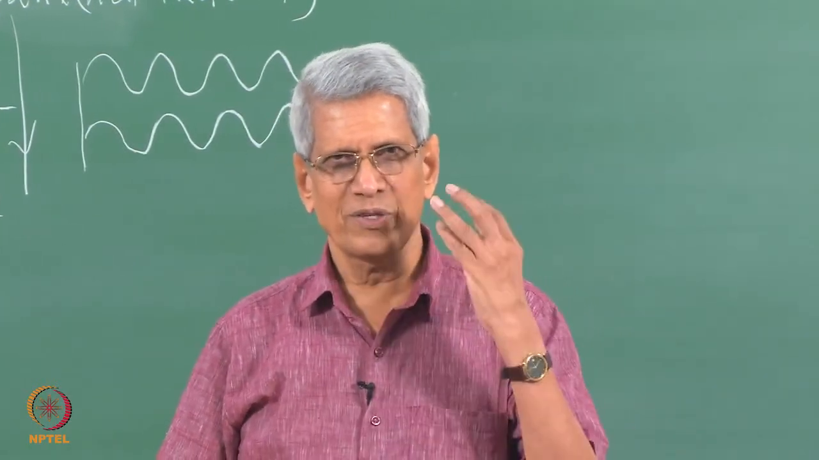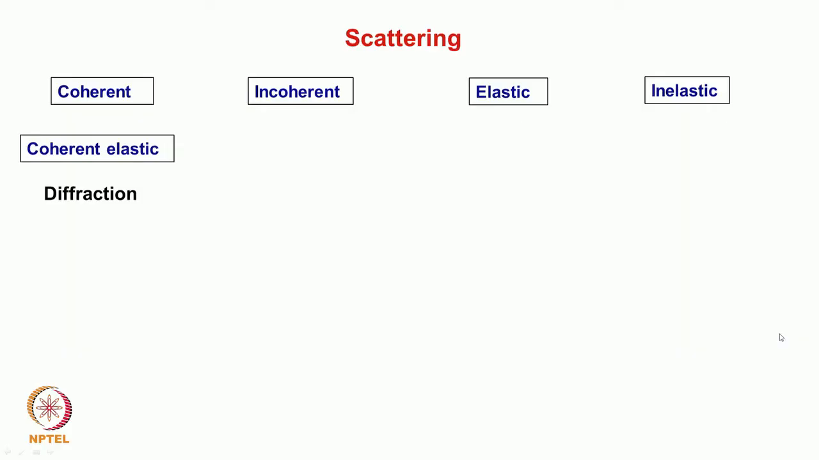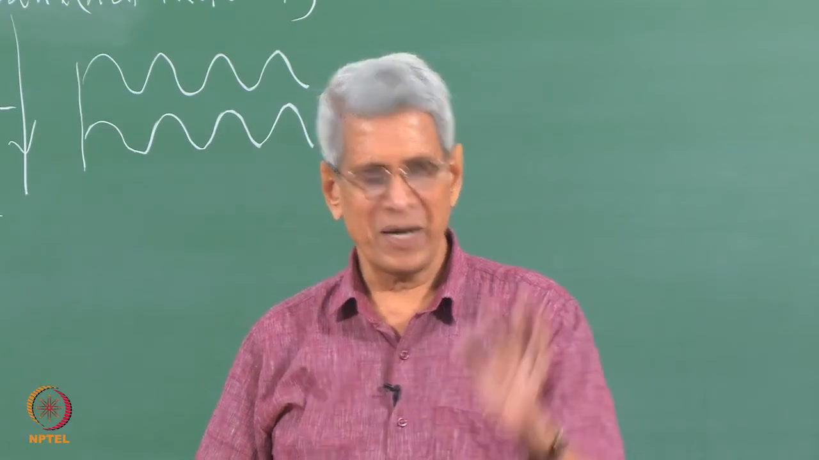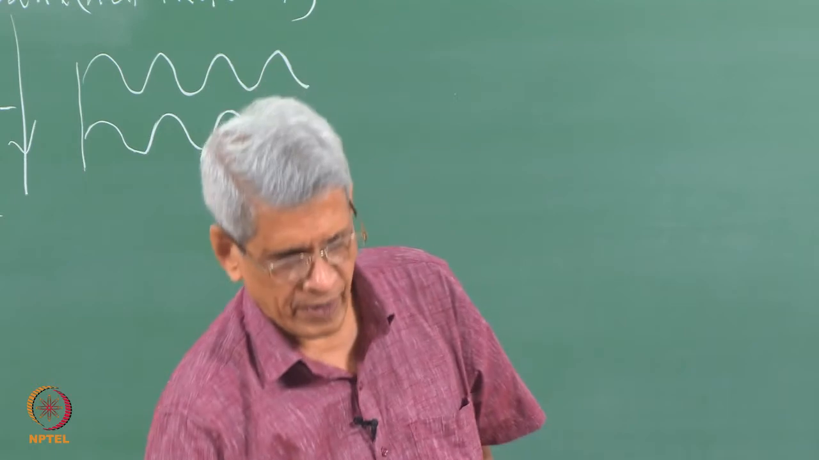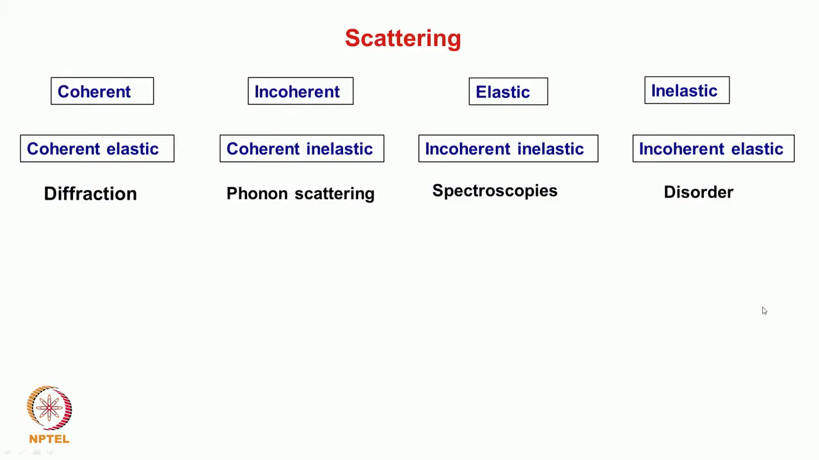The scattering can be coherent and elastic, and that is what we consider in the case of diffraction. Diffraction is essentially nothing but a coherent elastic scattering. If the scattering is coherent but inelastic, that is what we call phonon scattering, where some energy is lost, but still we can get information about the lattice vibrations from this.